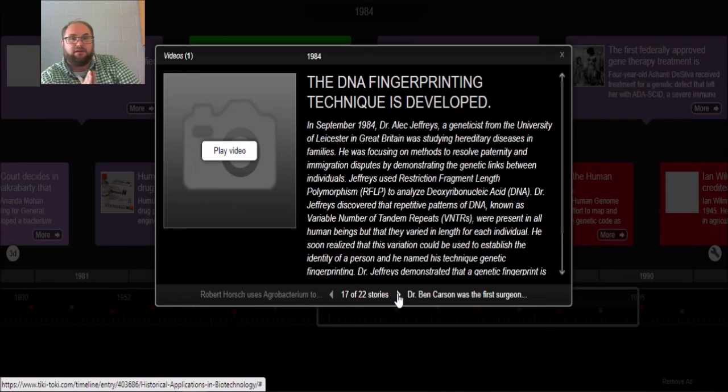And so DNA fingerprinting is now used as a way to match organ donors. It's a way to solve crimes. It is a way to discover paternity and find long lost family members. And so DNA fingerprinting was discovered and developed in 1984.